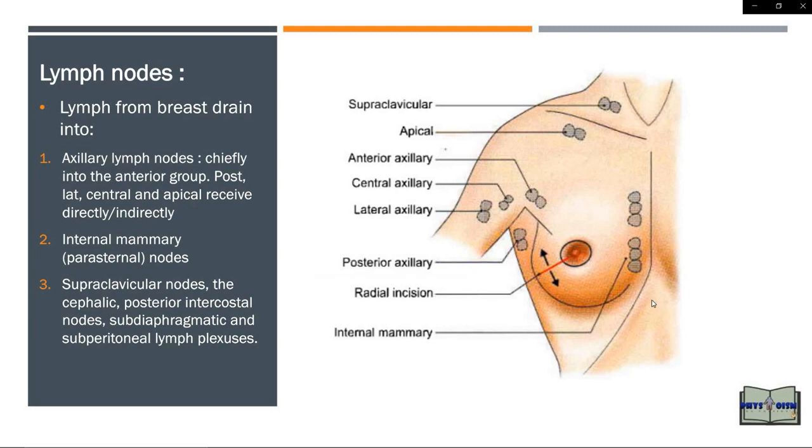These internal mammary nodes lie along the internal thoracic vessels. You can imagine, like we have seen previously, there are blood vessels here, both arteries and veins, and these lymph nodes also lie along with them. And next, the other nodes I mentioned: some lymph from the breast also reaches the supraclavicular nodes, the cephalic nodes, posterior intercostal nodes, the subdiaphragmatic nodes, and the subperitoneal lymph plexus. I hope you all understood these lymph nodes.